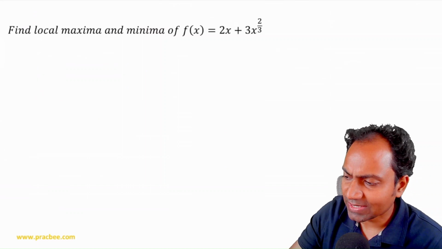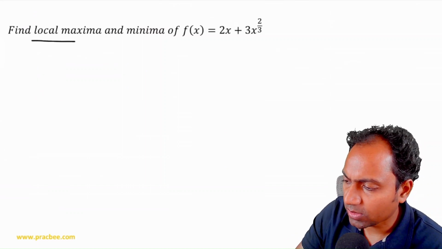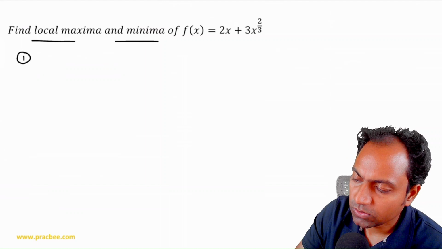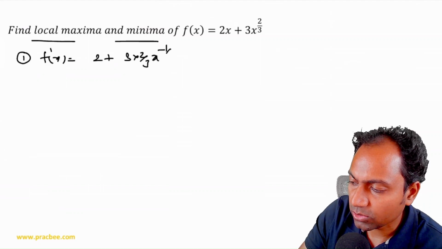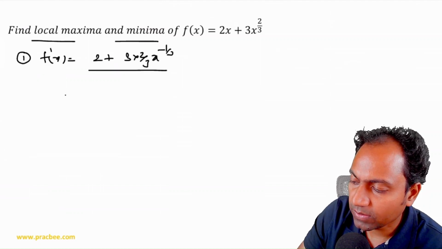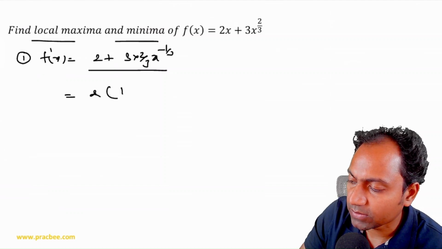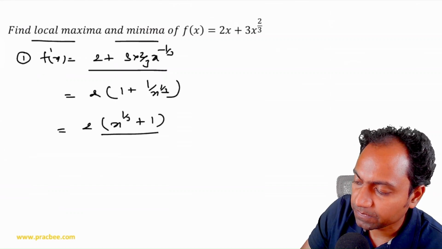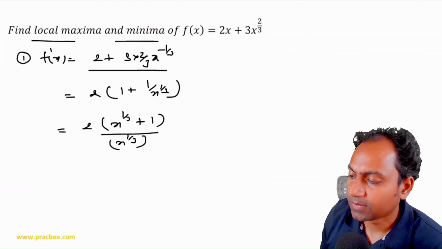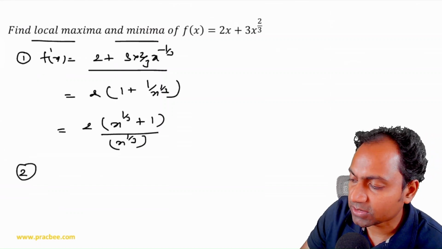Now in this very interesting question, what they're asking is what are the points of local maxima and minima for this function. So what we can do is find the value of f dash of x. That becomes 2 plus 3 into 2 by 3 x raised to the power minus 1 by 3. Now if I simplify this, 2 will come out as a constant. What we have is 1 plus 1 upon x raised to the power 1 by 3. So this becomes 2 into x raised to the power 1 by 3 plus 1 by x raised to the power 1 by 3. Now what we can do next is apply the first derivative test.